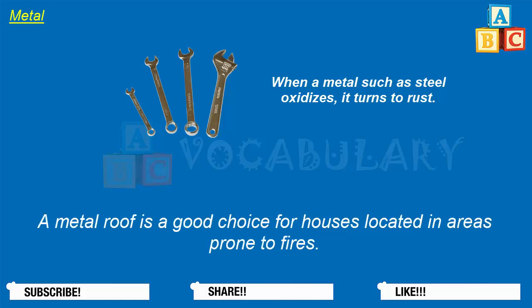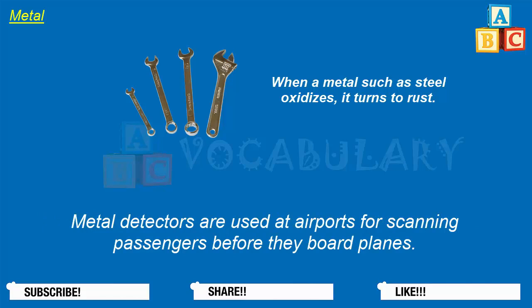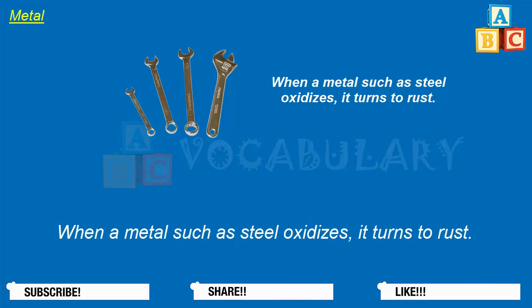A metal roof is a good choice for houses located in areas prone to fires. Metal detectors are used at airports for scanning passengers before they board planes. When a metal such as steel oxidizes, it turns to rust.